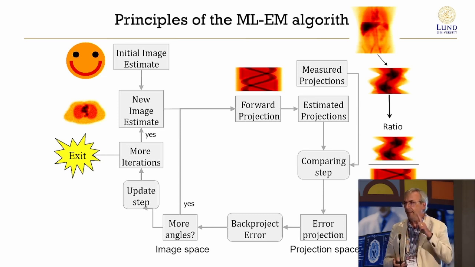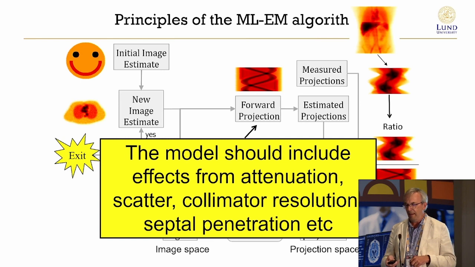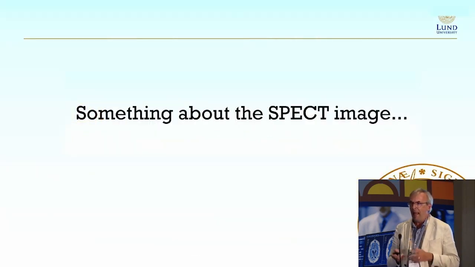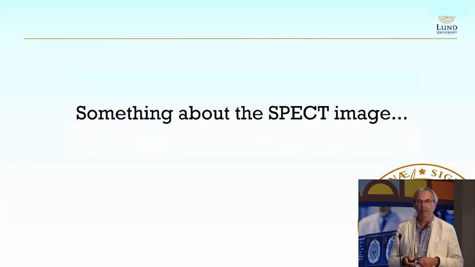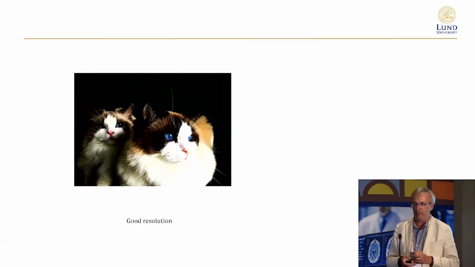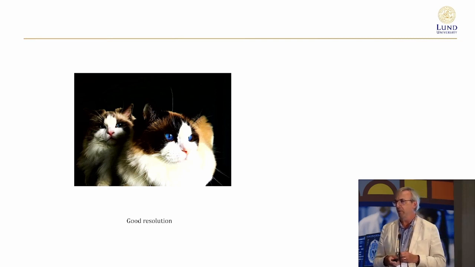you're happy with. And the key point here is that in your model all corrections are collected in your forward projector. By modeling scatter, attenuation, collimator resolution, and so on, you actually correct for it. So that is a very consistent method now that is available on most systems. I must say something about the SPECT image here. This is two cats. We had those for a couple of years, Hugo and Emil.